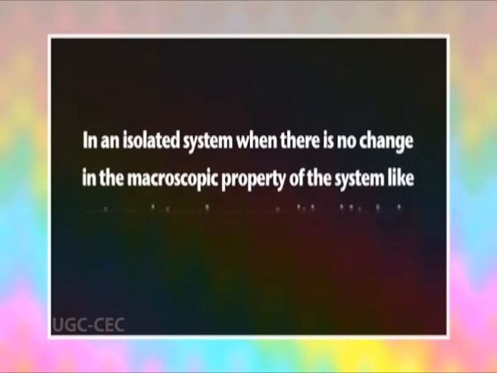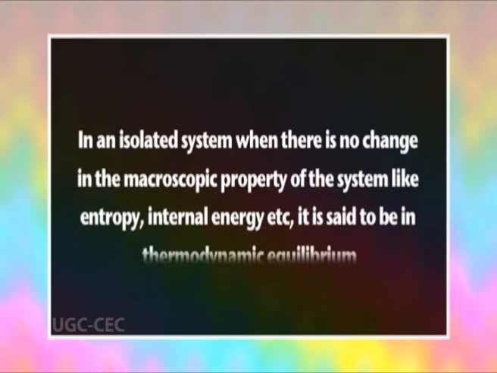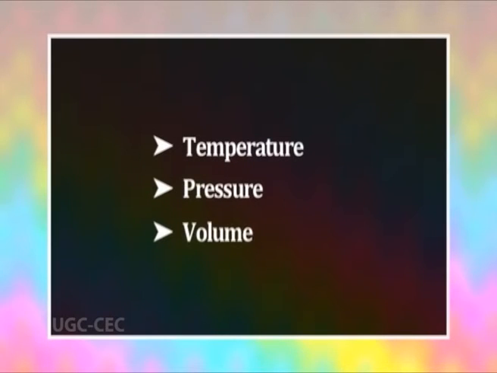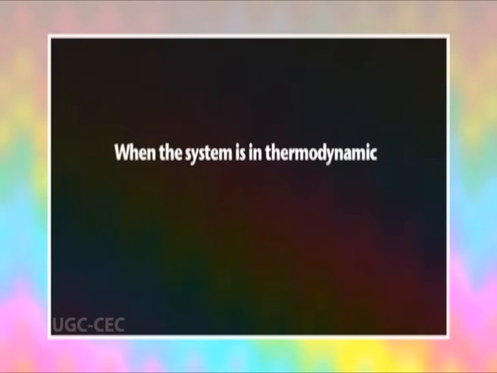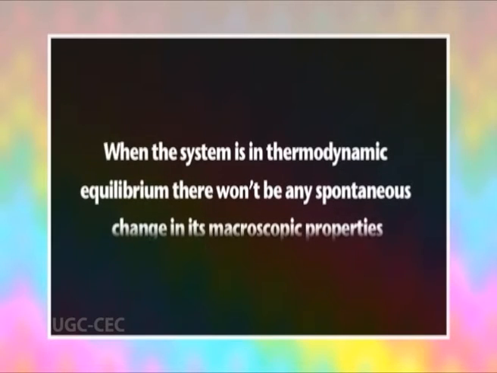In an isolated system, when there is no change in the macroscopic properties of the system like entropy, internal energy, etc., it is said to be in thermodynamic equilibrium. The state of the system which is in thermodynamic equilibrium is determined by intensive properties such as temperature, pressure, volume, etc. Whenever the system is in thermodynamic equilibrium, it tends to remain in this state infinitely and will not change spontaneously. Thus, when the system is in thermodynamic equilibrium, there won't be any spontaneous change in its macroscopic properties.